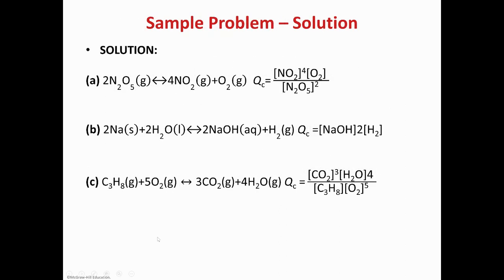Okay, so here should be the answers. So there's the first one, balanced. And then QC would equal NO2 to the fourth power times oxygen divided by N2O5 squared. Okay, and those are gas phase, so they're all included there.